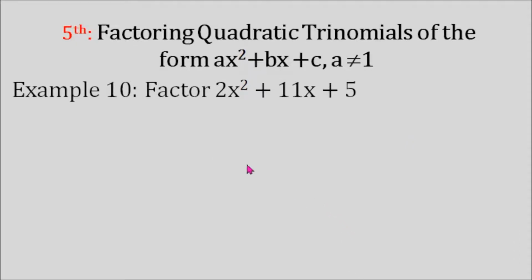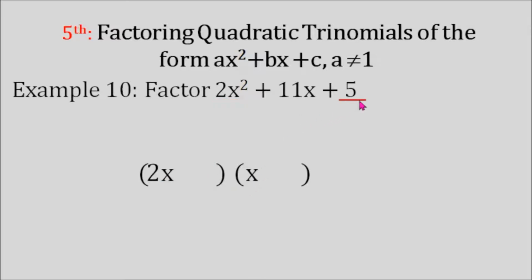Fifth factoring technique. So it's factoring quadratic trinomials of the form ax squared plus bx plus c, where a is not equal to 1. Example number 10. Factor 2x squared plus 11x plus 5. So first, we are going to factor the first term. So the factors of 2x squared are 2x and x.